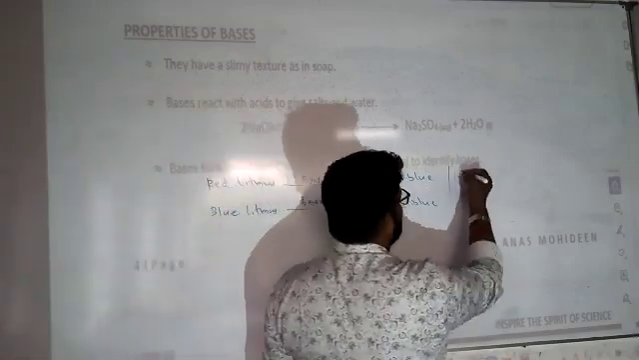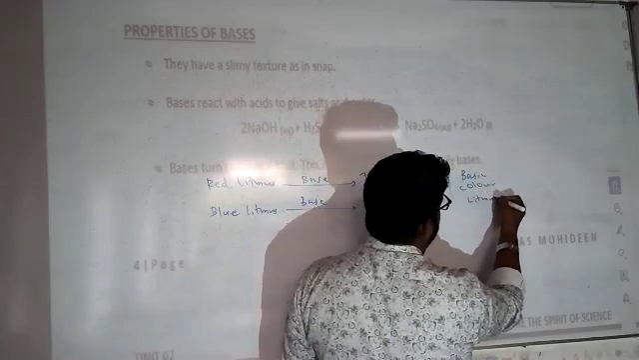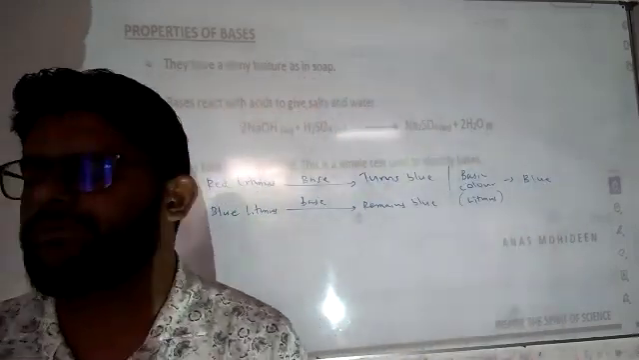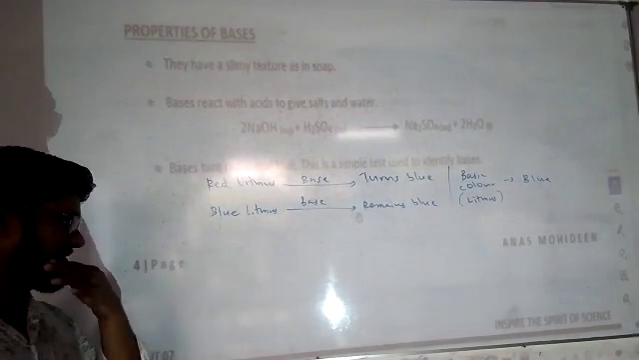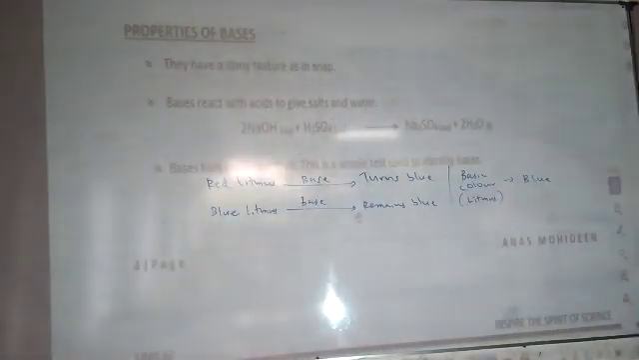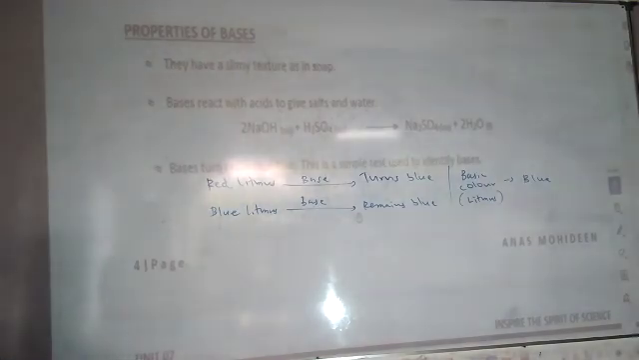So accordingly, what is the basic color? Basic color in litmus is blue. Please write: acidic color is red, basic color is blue. Litmus is the name of the material that we are using here. It's an indicator. There are some other papers also that we are using: litmus papers, pH papers. Different terms are there.